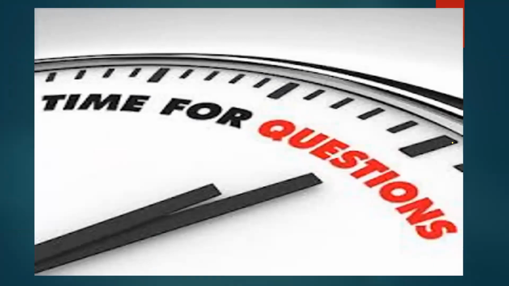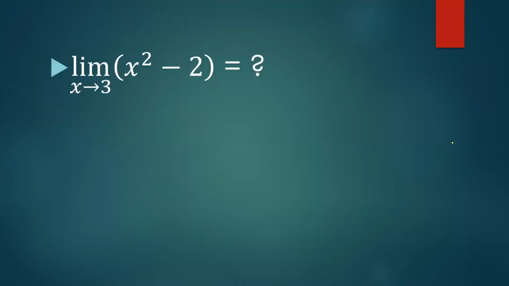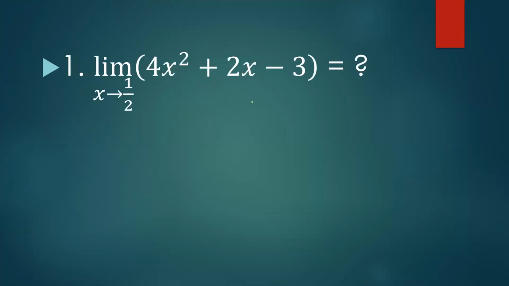So I hope we are ready for our time for questions. Let's have the limit of x squared minus 2 as x approaches 3. Okay, I will fast forward our timer. So the answer there is 9 minus 2 is 7. So the answer is just 7. Oops, parang warm up lang pala yun. So ito pala yung talagang number 1. So what is the limit of 4x squared plus 2x minus 3 as x approaches 1/2?